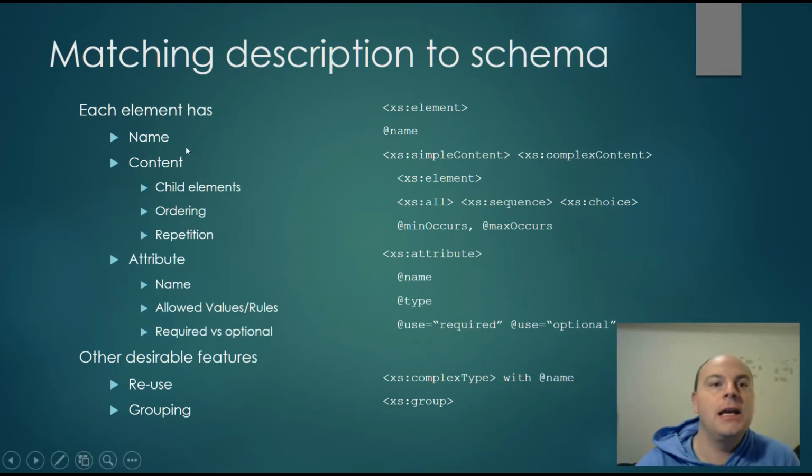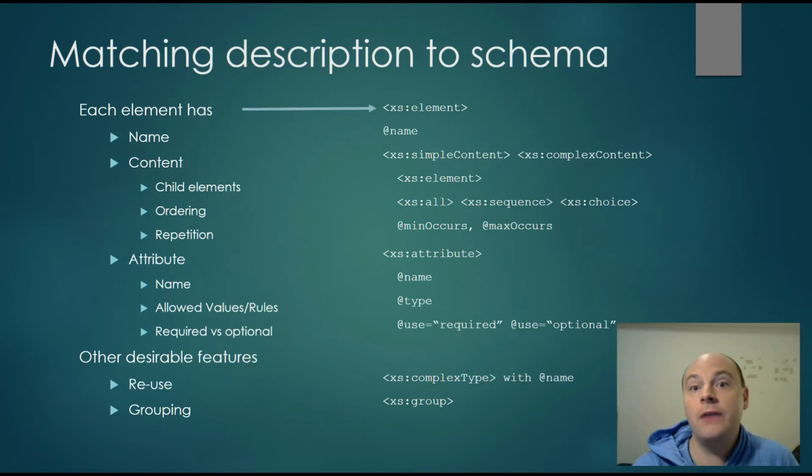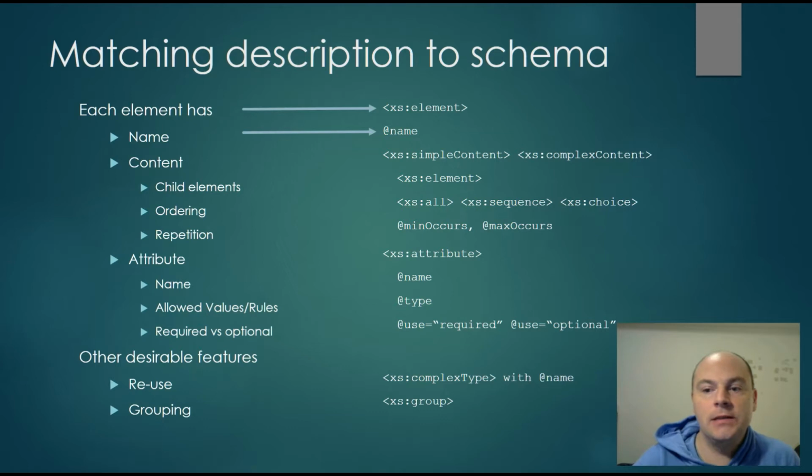And you notice that each element has, from our observations, an element, right? So we have an element tag that defines in the XSD file. It defines, this begins the description of an element. And every element has a name, which means that there is a tag called @name.